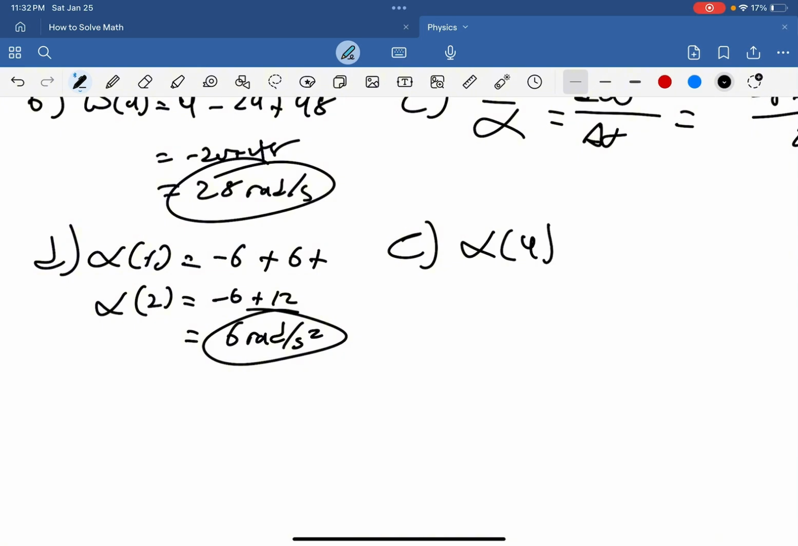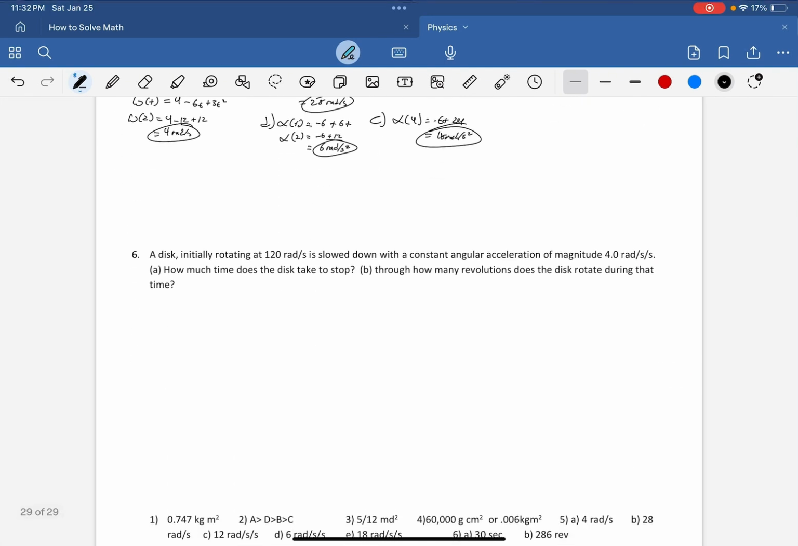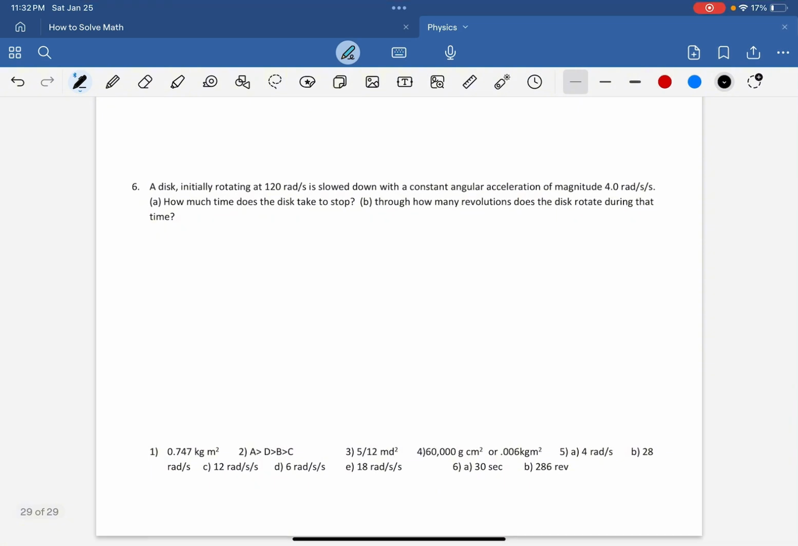Omega 4 is equal to negative 6 plus 6 plus 24, which, 24 minus 6, is 18 radians per second squared. Good job, guys. We did it. This is where I was actually at. So now I'm going to be doing this one along with you.